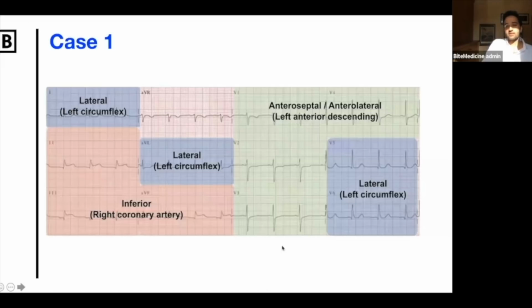Now, slightly tricky question, posterior MI, what might we see on an ECG? Any ideas? Brilliant. Okay, so yeah, most of you seem to be mentioning reciprocal changes, ST depression, anterior lead depression. Perfect, well done. So yeah, what we would expect is ST depression in those precordial anterior leads. So V1 to V4, we're going to see reciprocal ST depression.